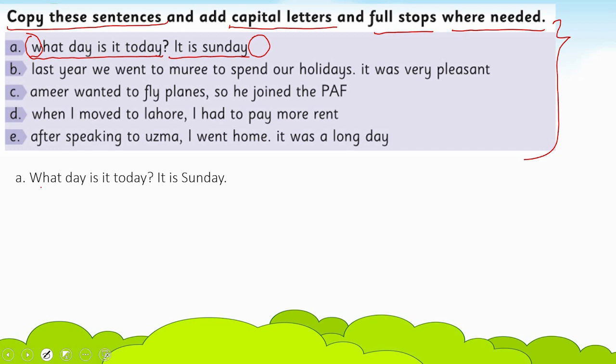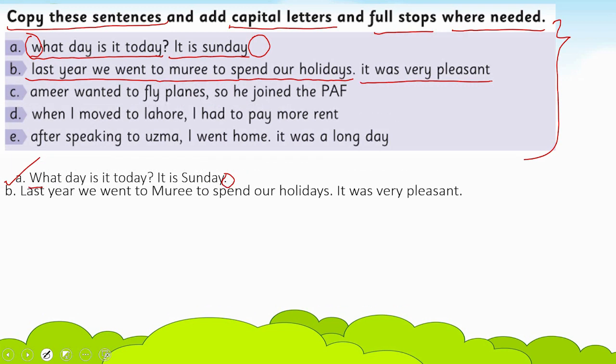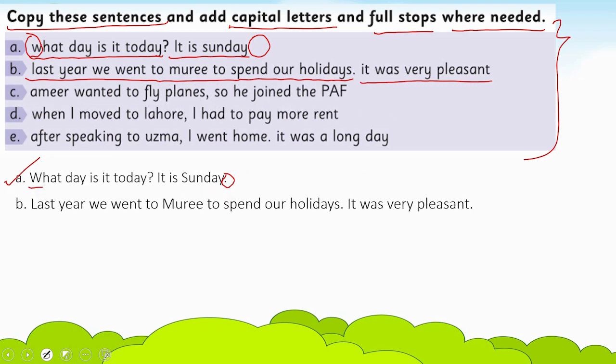The W is capitalized here, and here the full stop is mentioned. So the correct sentence is this. The next is, "Last year we went to Murree to spend our holidays. It was very pleasant." So the correct one is this sentence.